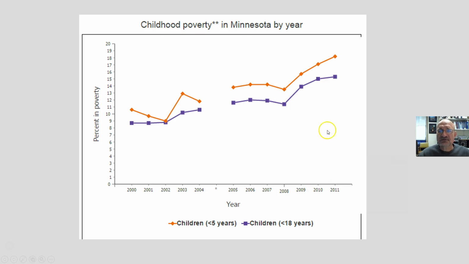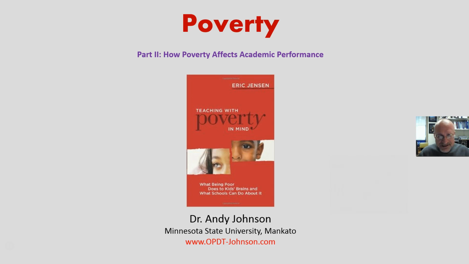And then childhood poverty in Minnesota by year. This is children under the age of 5. It's getting more. And children under the age of 18. So you can see that poverty, the number of children, is increasing. All right, that is the end of part 1.